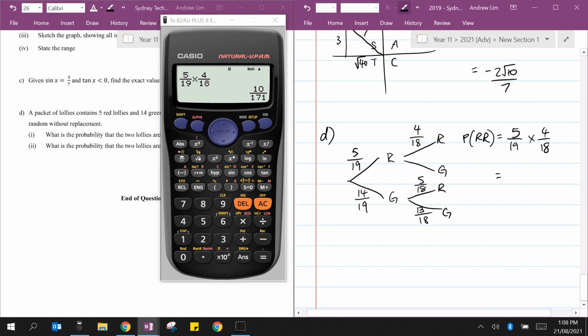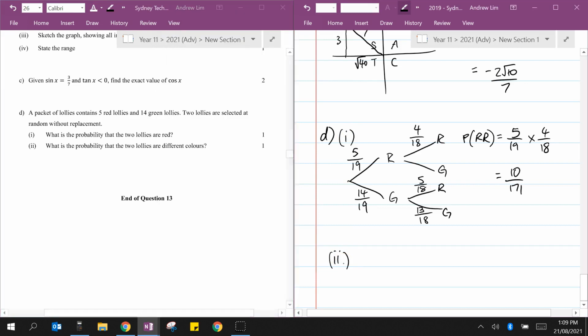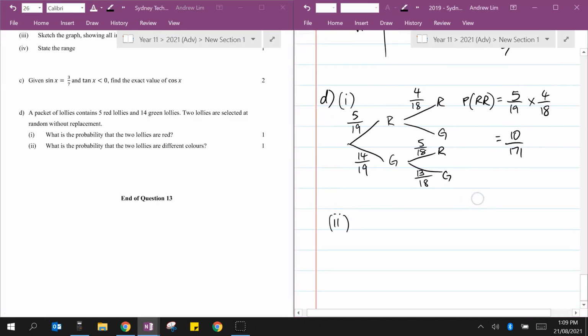Which is 10 over 171. And that's for part 1. Part 2. What is the probability that the 2 lollies are different colors? So the probability that they are different colors, well, you can either get red and then green. Oh, I forgot to fill this one out. So this one is still 14 over 18.